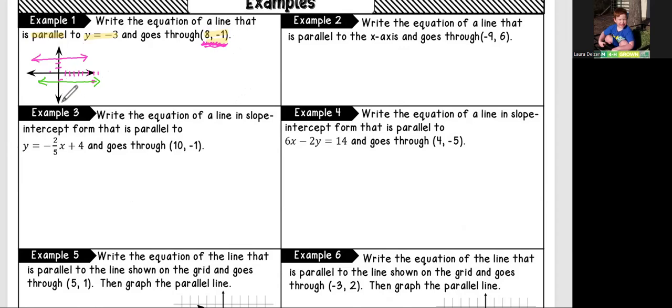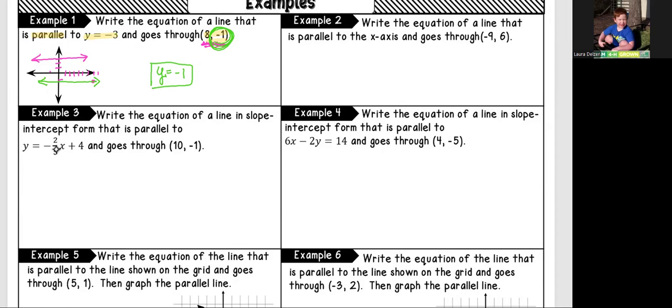So only one point comes into play here. It's this -1. Okay. So my equation for a parallel line is going to be y equals -1. Okay. They both have a slope of 0. All right, let's go ahead and look at this next one.